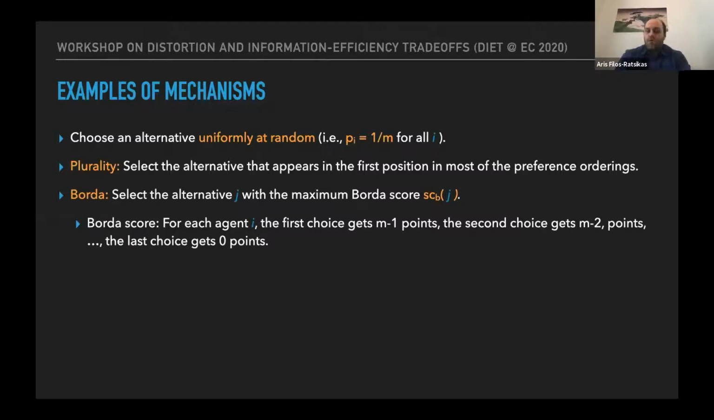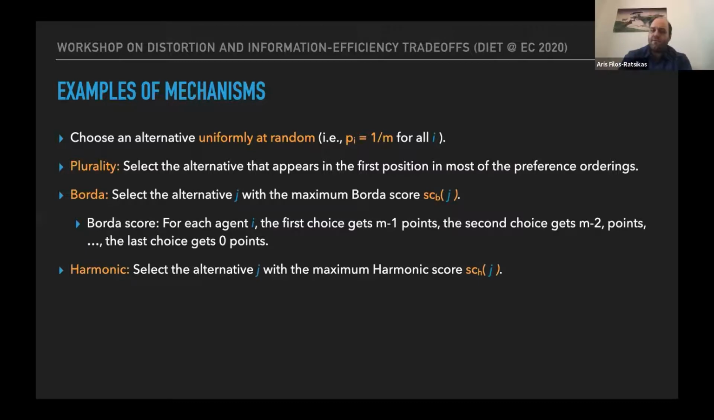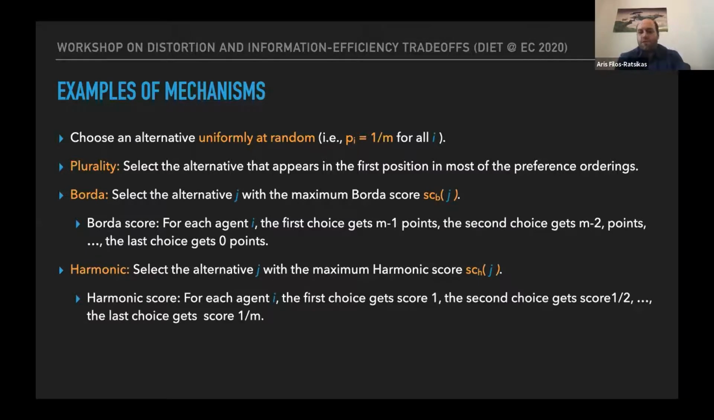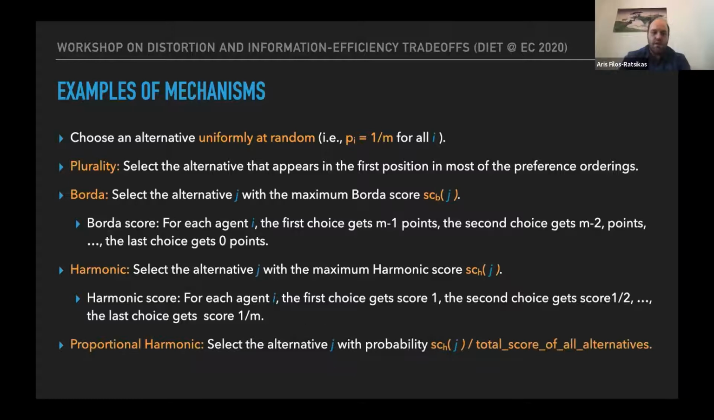This is a scoring mechanism, but it's not the only scoring mechanism. Another example is the harmonic scoring mechanism, which does a very similar thing, but instead of giving Borda scores to the alternatives, it assigns harmonic scores. So the top alternative for an agent receives a score of 1, the second choice gets 1/2, the third choice gets 1/3, and so on. And finally, let me present another mechanism which is slightly more involved. This is a randomized mechanism, which I call proportional harmonic. Actually, I'm not sure it's called that; I just used this name for the presentation. Here, again, we compute the harmonic scores, but instead of selecting the alternative with the maximum harmonic score, we select every alternative j with probability proportional to its harmonic score.